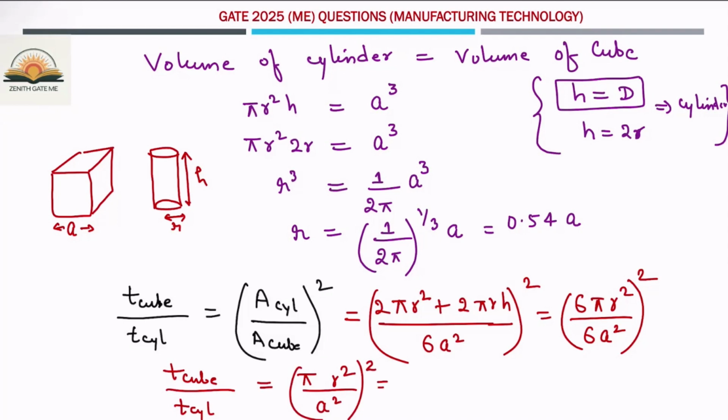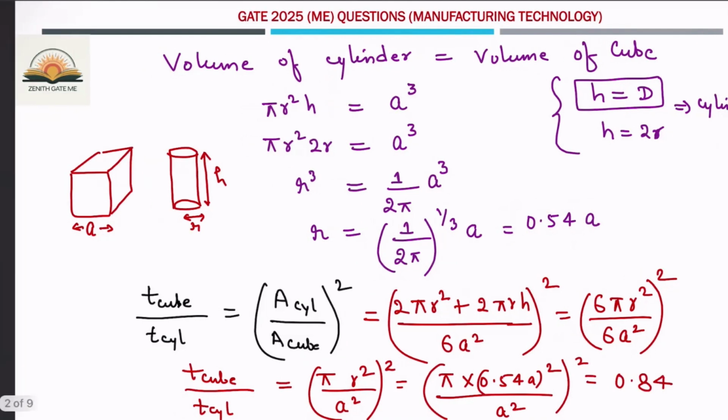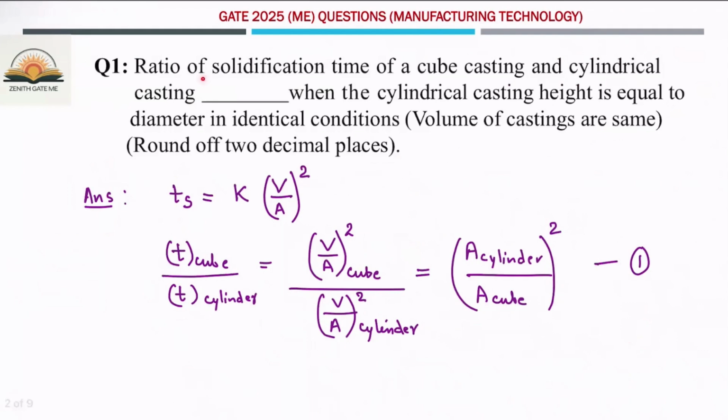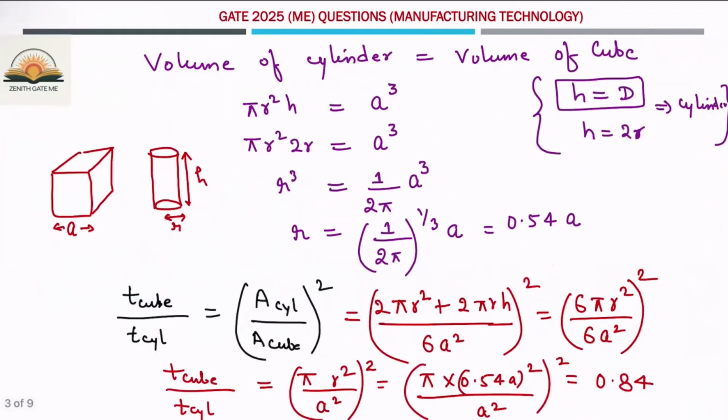So you can put the value of r in terms of a here, so that a square will cancel out. So you will get the numerical value. So pi into 0.54 into a square divided by a square. Once you solve, you will get the value of 0.84. Okay, so 0.84 will be the correct answer for this question. So you have to calculate this ratio of solidification time of cube to the cylindrical casting. So the correct answer is 0.84.